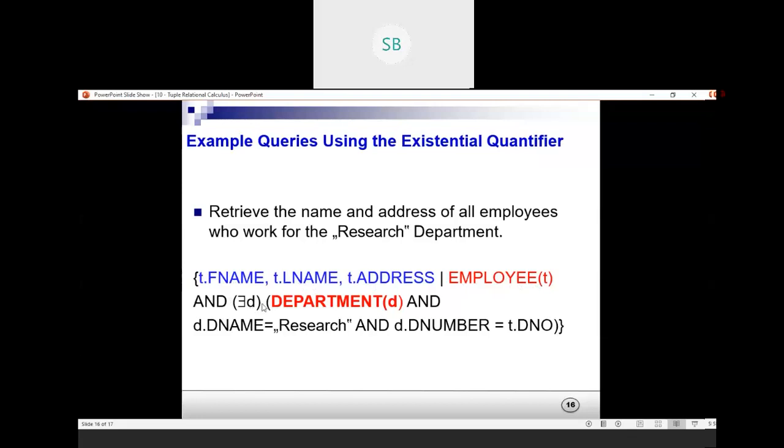and there exists D, which belongs to department, and D dot name equal to research and D dot number equal to T dot DNO. Now, suppose we have a table for employee where we have the details of the employee: first name, last name, address, phone number, and the department number of the employee.